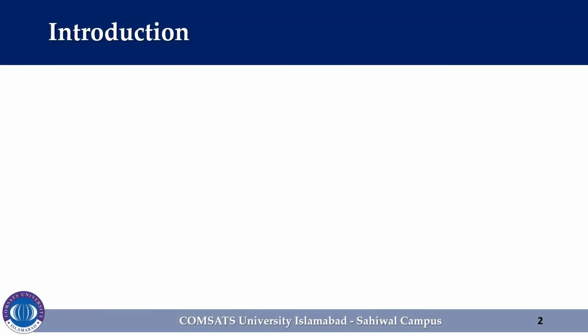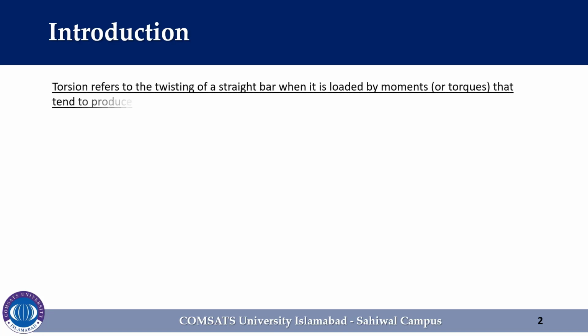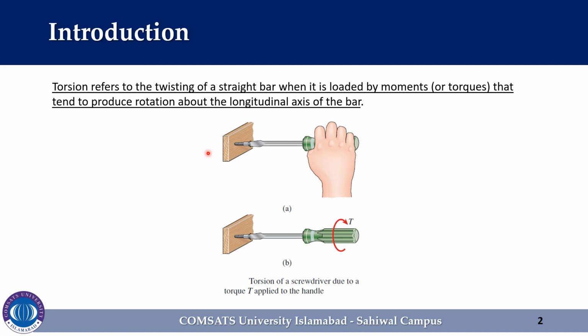In actual, torsion refers to the twisting of a straight bar when it is loaded by moments or torques that tend to produce rotation about the longitudinal axis of the bar. For instance, when you turn a screwdriver, your hand applies a torque T to the handle, as shown here in the figure, and twists the shank of the screwdriver. Other examples of bars in torsion are drive shafts in automobiles, axles, propeller shafts, steering rods, and drill bits.